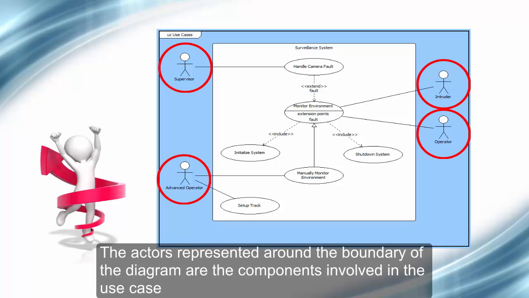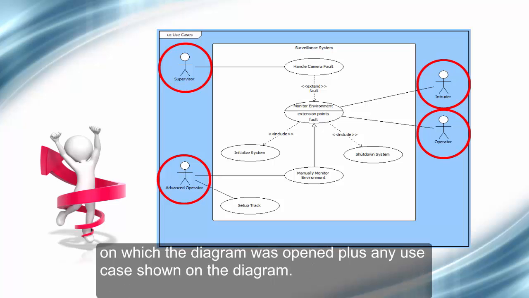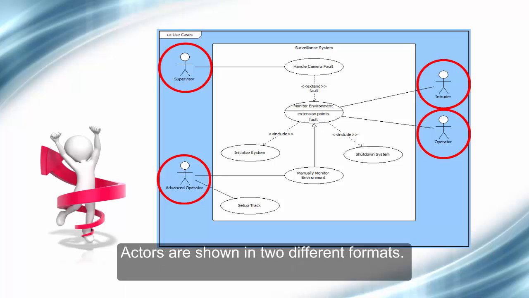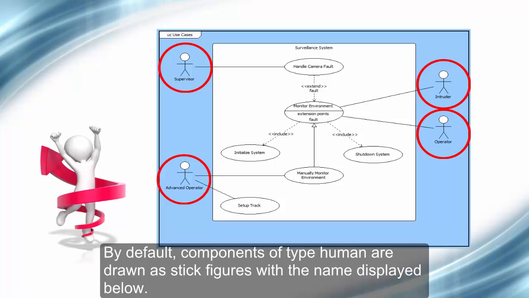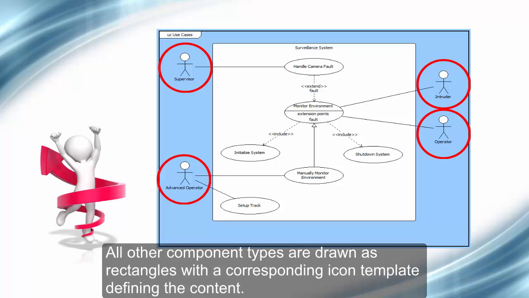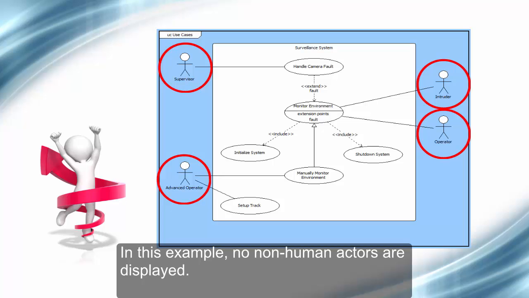The actors represented around the boundary of the diagram are the components involved in the use case on which the diagram was opened, plus any use case shown on the diagram. Actors are shown in two different formats. By default, components of type human are drawn as stick figures with the name displayed below. All other component types are drawn as rectangles with a corresponding icon template defining the content. In this example, no non-human actors are displayed.